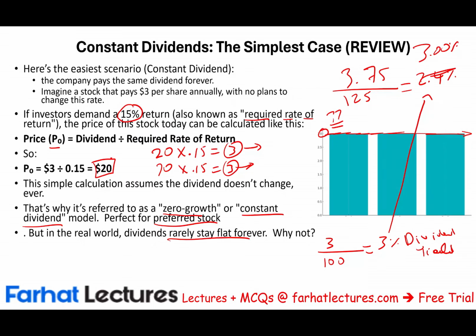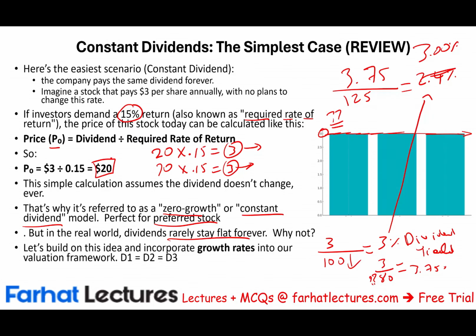Now you might be saying, how about if the company went down in value, went down from $100 to $80? Well, if you buy the stock now, your dividend yield is 3.75%. You will be better off. But again, you want to ask yourself, why did the price go down? Are they not growing? And so on and so forth. But let's build on this idea and incorporate a growth rate.